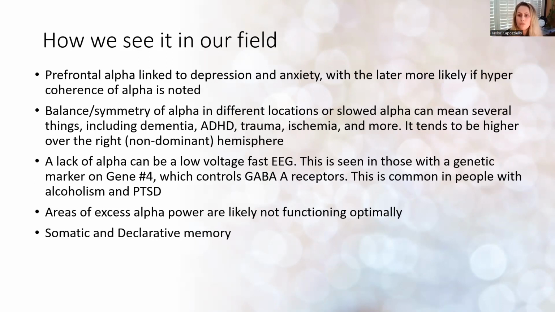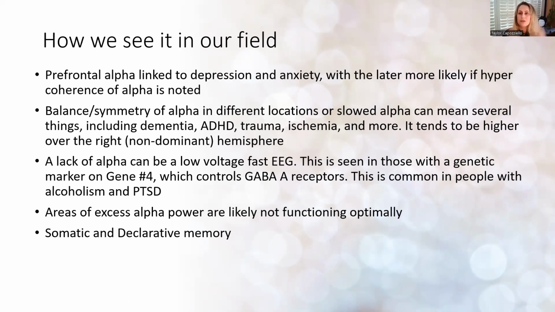It is a low voltage fast EEG. So if we don't have very much alpha there, and it's super fast, we're going to have a low voltage EEG. This presents as over-aroused due to being inundated with information. And it's seen in those with a genetic marker on gene 4, which controls GABA A receptors. If you make more receptors, you can't saturate them and you're over-aroused. And it's common in people with alcoholism and PTSD. So that lack of alpha can be linked to it.